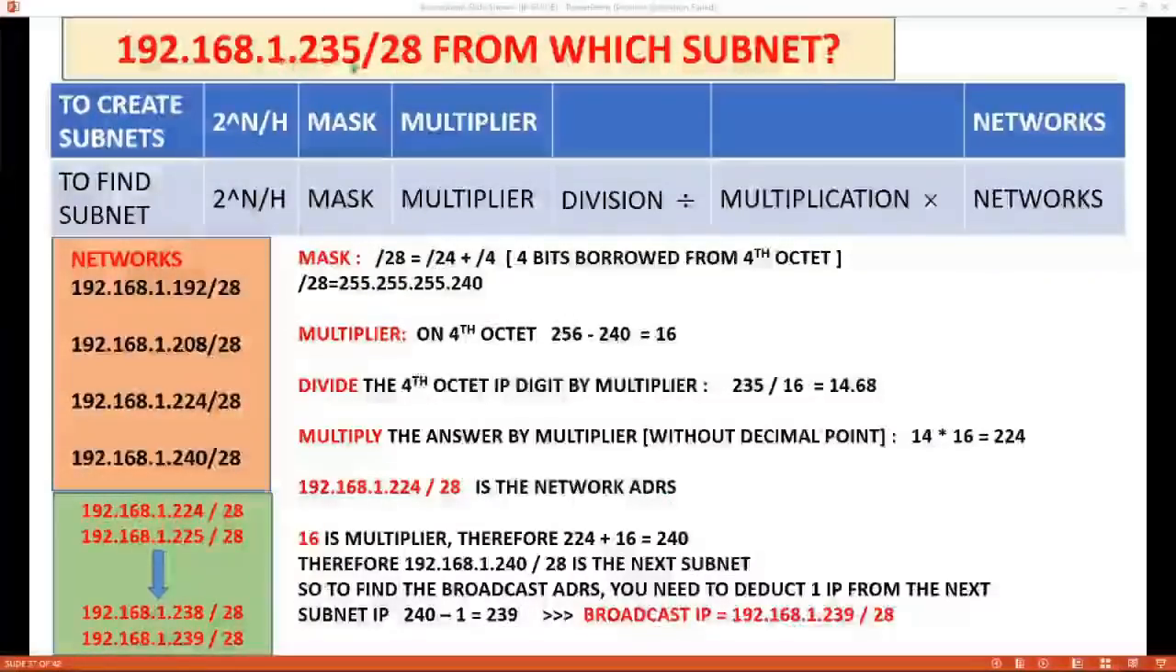If you have any doubts, just understand you need to find the mask multiplier. After finding the multiplier, simply divide and multiply the particular IP. First divide it, then multiply it, then get the answer. That's all. So here you can see 16 is the multiplier, and 14 times 16 gives you 224.